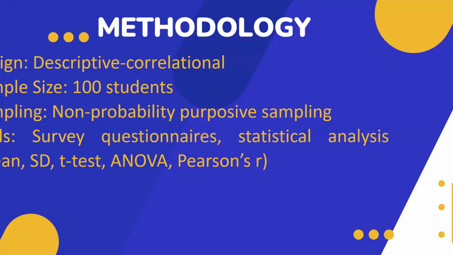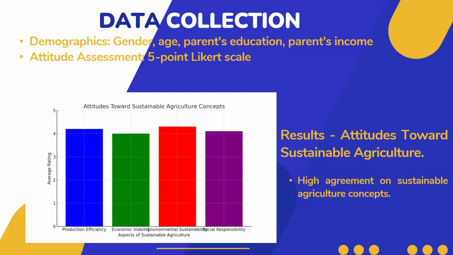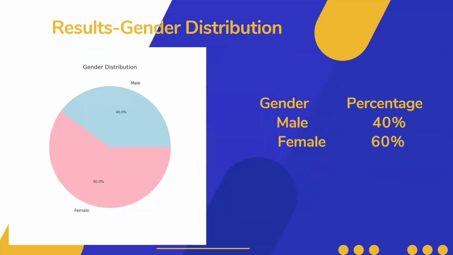So we have a descriptive correlational design, with 100 students as respondents, non-probability purposive sampling, survey questionnaires, and statistical analysis using SD, t-test, and ANOVA. The assessment uses a 5-point Likert scale. The rating scale intervals show the respondents' attitudes towards sustainable agriculture concepts and practices among students of the School of Agriculture, Sulu State College, based on the modified 5-point Likert scale.